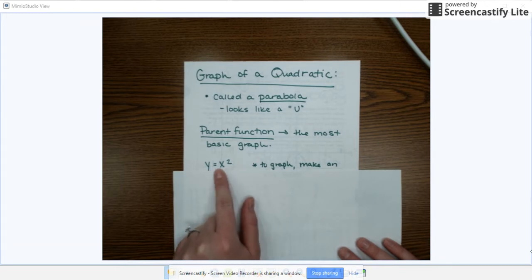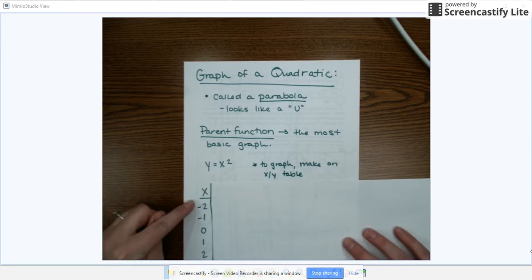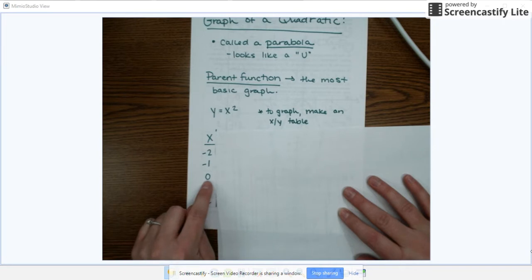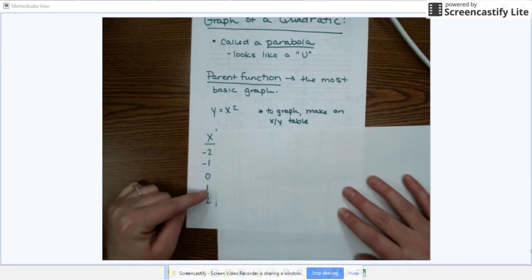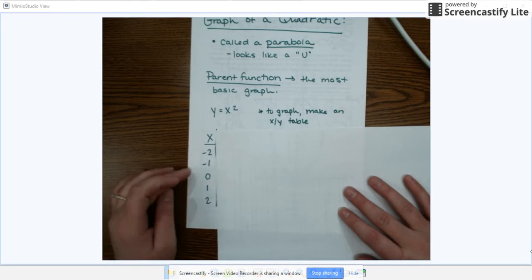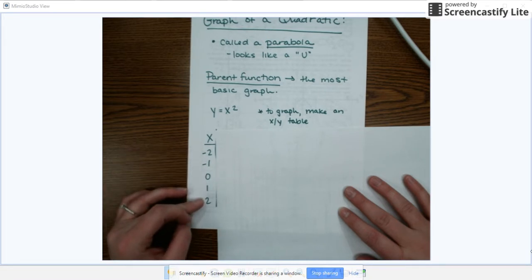Well, in order to graph this, we have to make an xy table. We don't know anything about it, so we make an xy table. I'm going to choose these x values, and you're going to choose these x values also. 0 is always going to be our center. We're going to pick some negative, some positive values. Okay, you don't have to have a lot. I want you to at least have 5 points, and right now these are our easiest. Some negative, 0 is always easy, some positive.